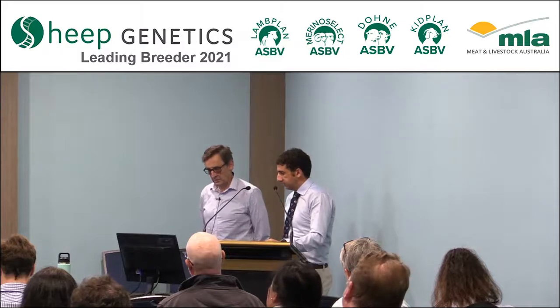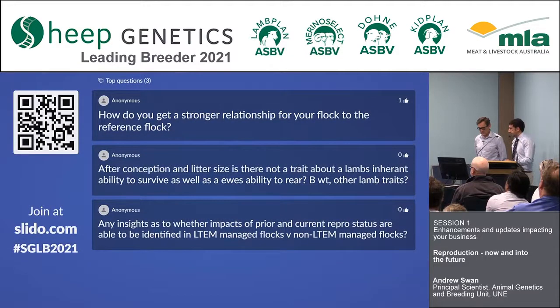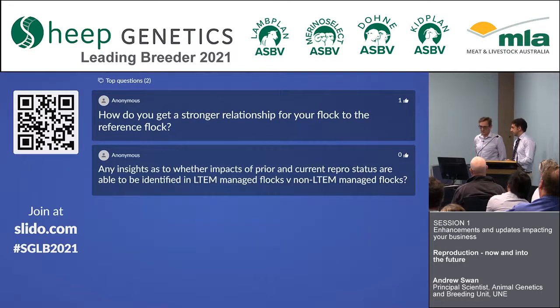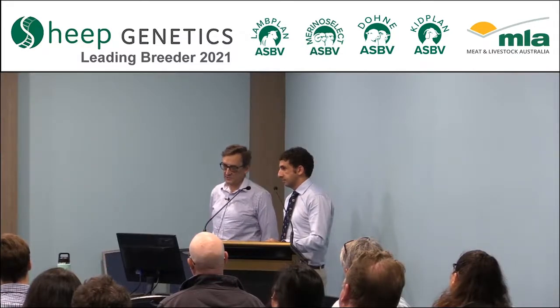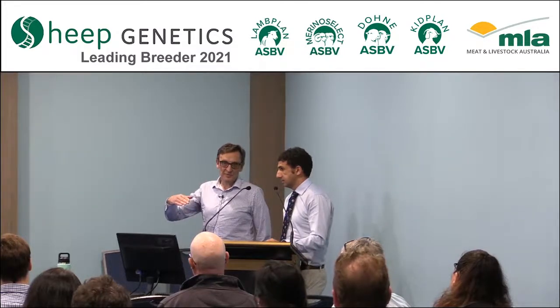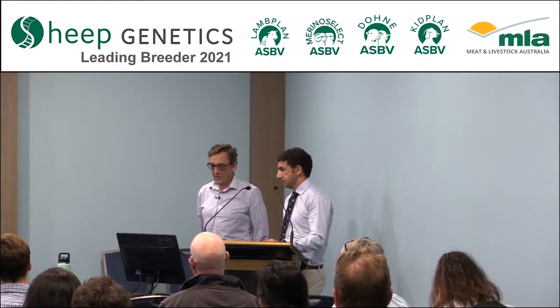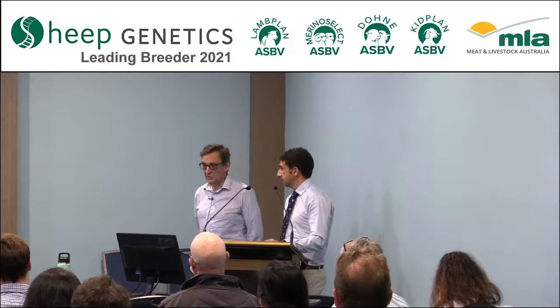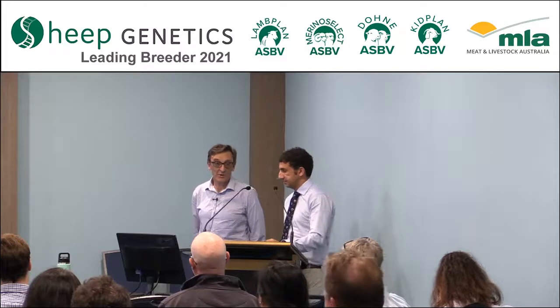And the last one is, I guess, more in your knowledge sphere than in relation to your talk. How do you get a stronger relationship to the reference flock? Well, when it's a reference flock like the one out at Kirby that people might see tomorrow, get a ram in there, or use rams that have been part of the reference, or offer your ewes to MLA for genotyping, so you can be part of the reproduction reference and record reproduction.